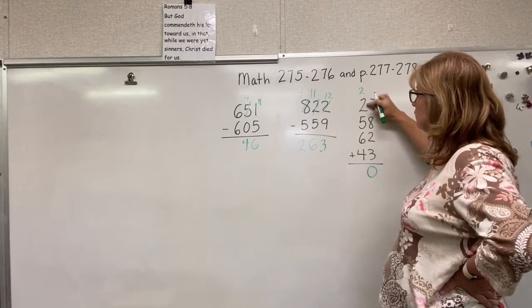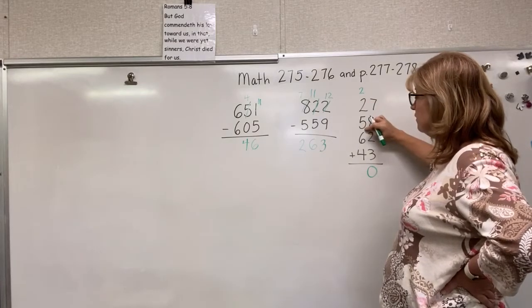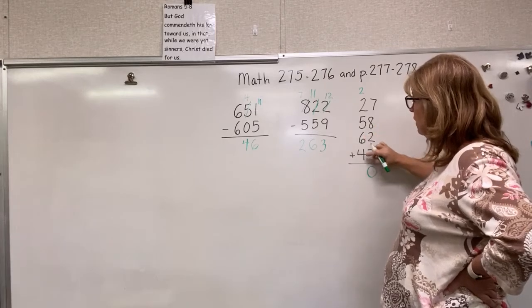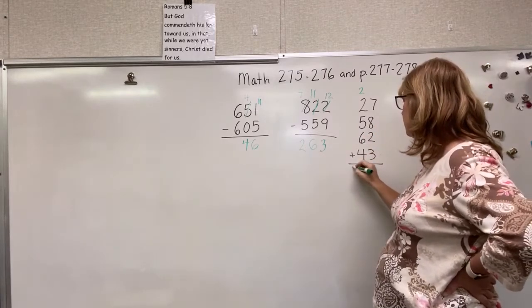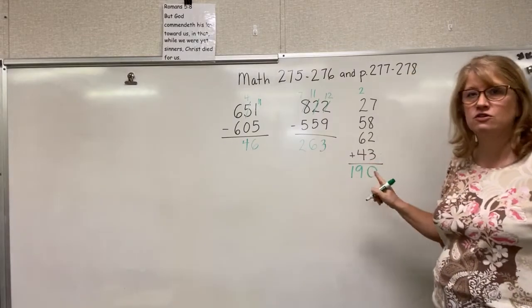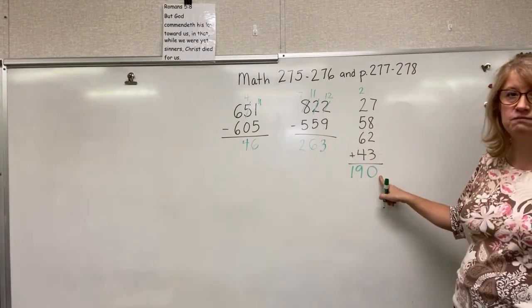2 plus 2 is 4. 4 plus 5 is 9. 9 plus 6 is 15. And 15 plus 4 is 19. You just bring down the 19. And the answer is 190.